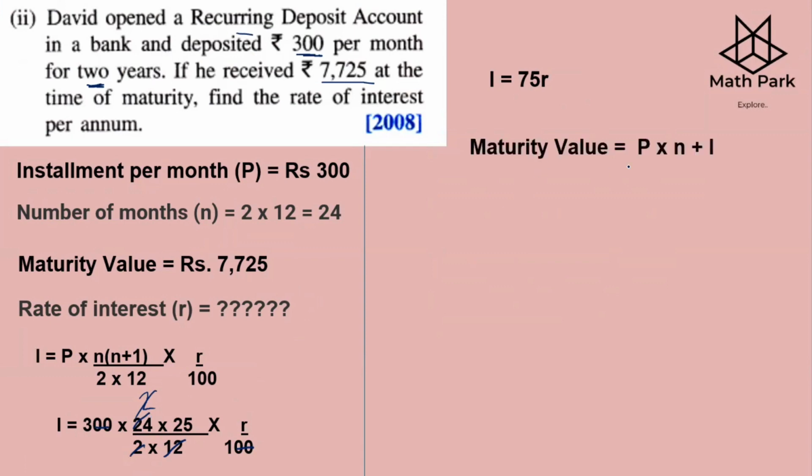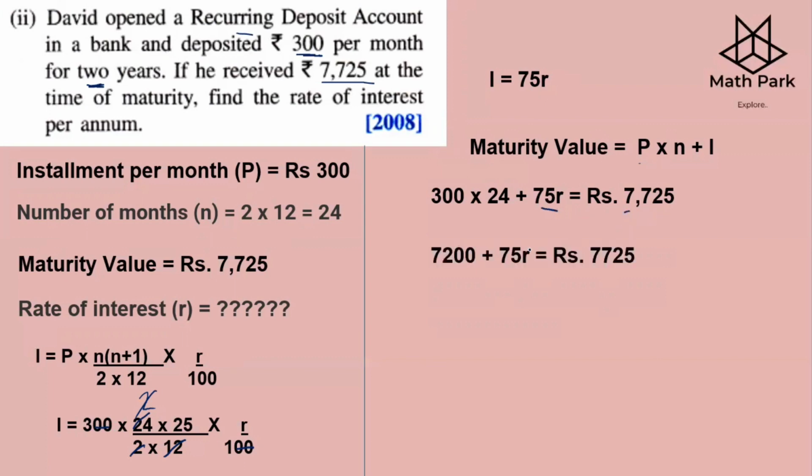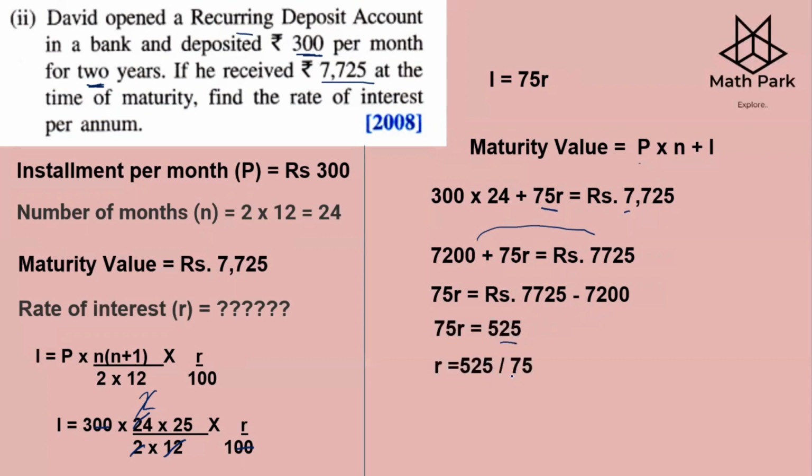Now the maturity value is equal to P into N plus I. Let us put the values here. So P, which is installment, is 300 times 24 plus I, which we got 75 R, is the maturity value, which is 7,725. Let us solve this further. 24 times 3 is 7,200. Shifting the 7,200, we subtract. So we get 75 R is equal to 7,725 minus 7,200, which is 525. So R is equal to 525 divided by 75, which we get as 7% per annum. So this is how the rate of interest is 7% per annum.